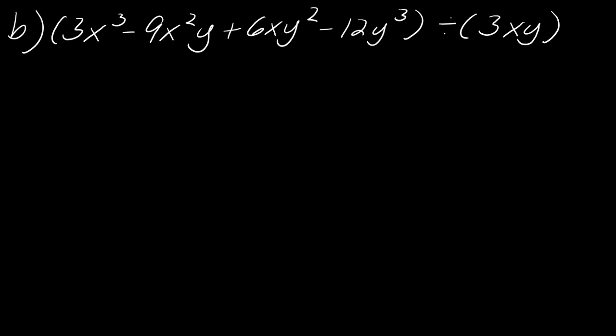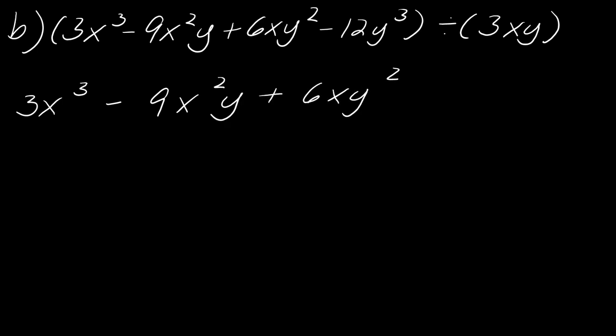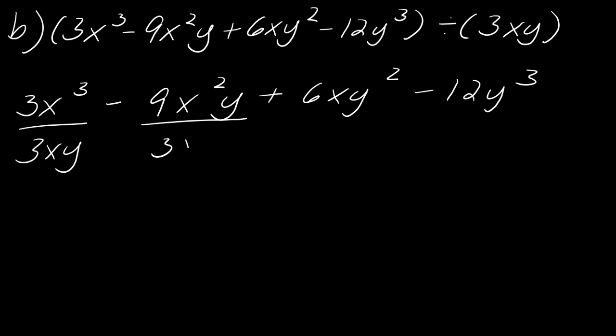And then for the second one, this is also a monomial, so I can go ahead and set this up as 3x cubed minus 9x squared y plus 6xy squared minus 12y cubed, and divide each part by 3xy.